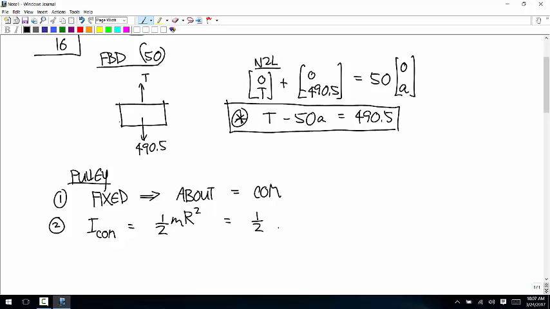So 1/2 times 50. The radius is 0.1. Oh, that's not 50. That mass is 3. 0.1 squared. And so you get 0.015.